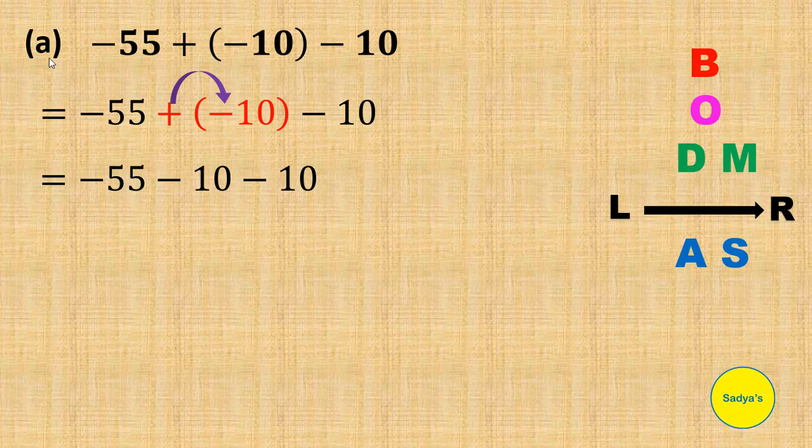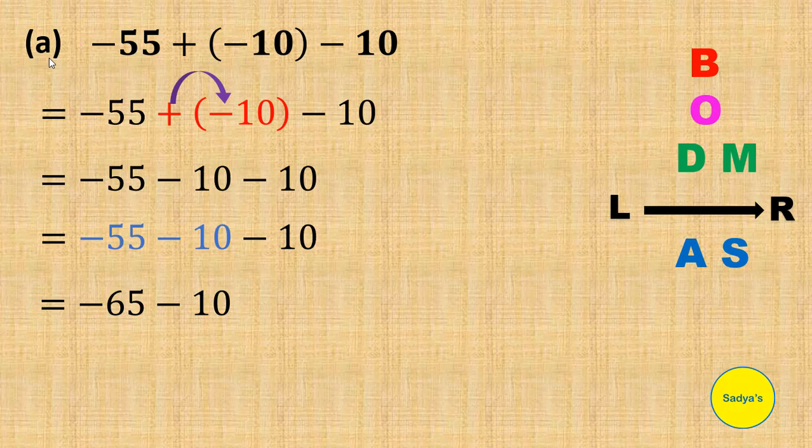Now this question involves only subtraction. There are three terms. We go from left to right. First of all, we will solve negative 55 minus 10. Since 55 and 10 both have the same signs, it means we will add the absolute values of them, and the sign of the larger number will be written. So minus 55 minus 10 is equal to minus 65. And minus 10 comes as it is.